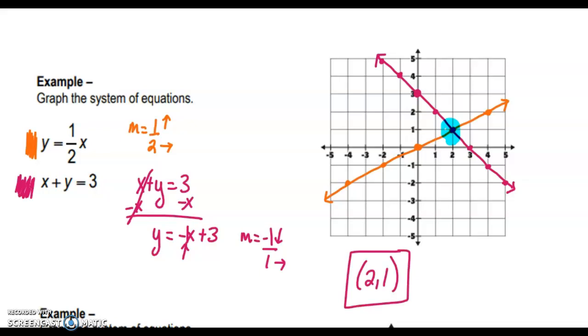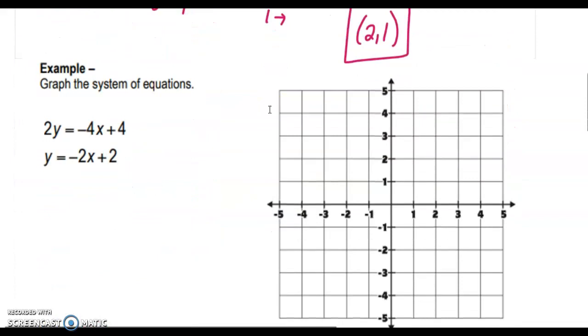Now we could check by plugging it in. It has to work for both of them. If you plug it in for x and y, 2 plus 1 is 3. You ask yourself, does 3 equal 3? Yes, it does. Then if you plug it into the top one, y is 1, x is 2, and 1/2 times 2 is 1. Does 1 equal 1? Yes, it does. So it should work out for both. That's how you check to make sure the answer is correct.